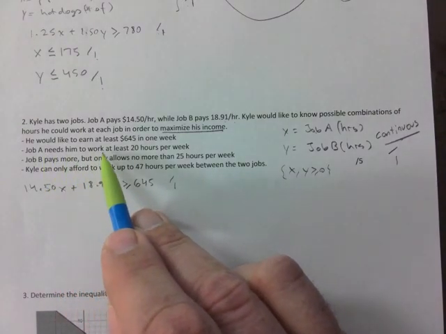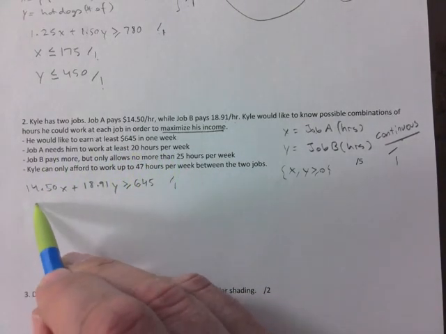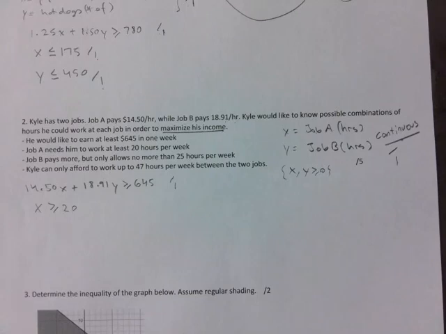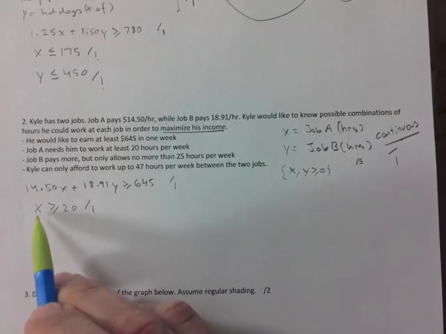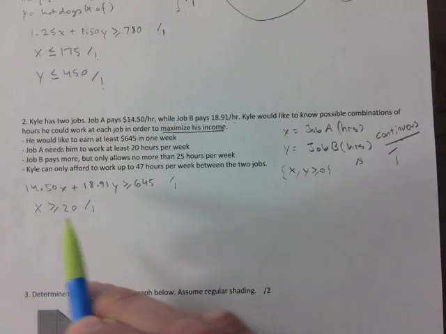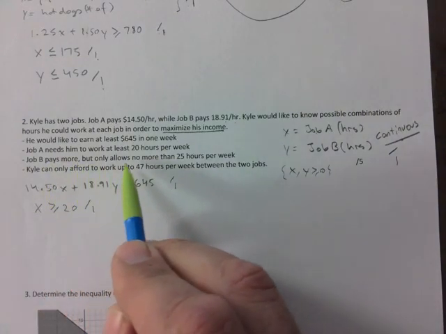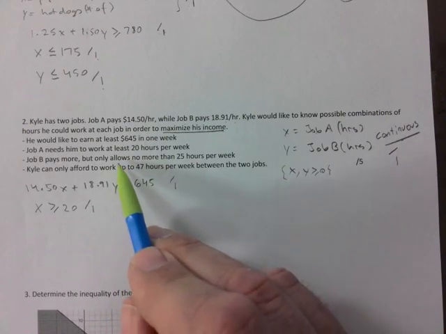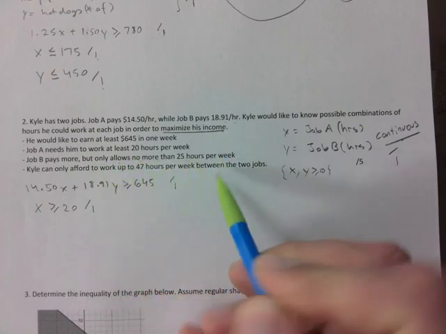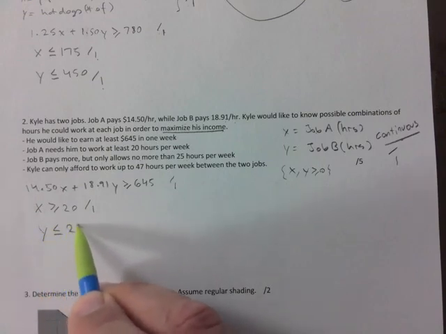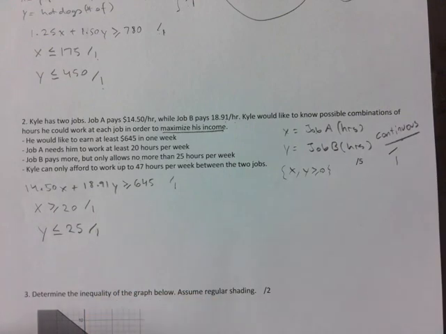Job A needs him to work at least 20 hours per week. So this is specifically to job A. So that has to be greater than or equal to 20. 1 mark for that. So we're just talking hours. There's no coefficient in front of X, just X. So this will be a vertical boundary line, right? Job B pays more, but only allows, it's a little weird the way it's worded, I know, no more than 25 hours per week. So that has to be less than or equal to 25. Okay, no more is the key here.